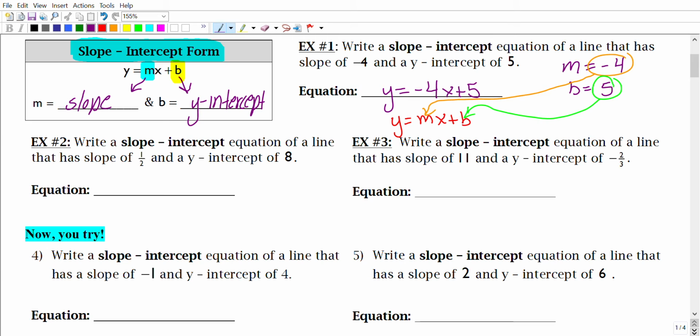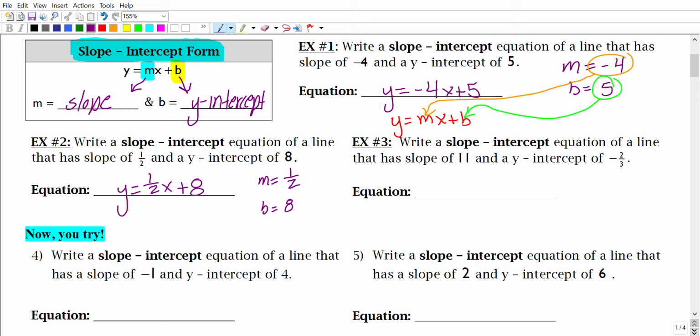It says, write the slope-intercept equation of a line that has a slope of 1/2 and a y-intercept of 8. Yet again, just to make sure I have all my information here, I'm going to write it off to the side. My m is 1/2, my b is 8. If I substitute that into my slope-intercept form, I get y equals 1/2 x plus 8. Simple enough, right? Let's do one more and see if you guys actually understand this, and then I'm going to have you try some on your own.